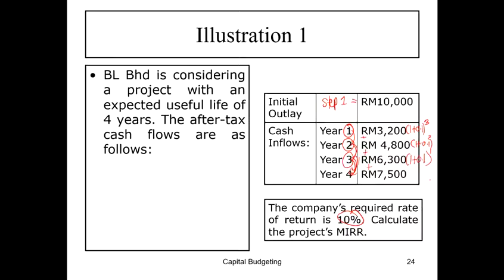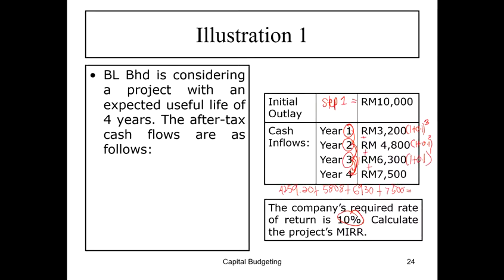So you will get 4259.2. And then plus with 4,800 times 1.1 to the power of 2, you will get 5808. This is for year 2. And then year 3, you will get 6930, and times with 7,500.